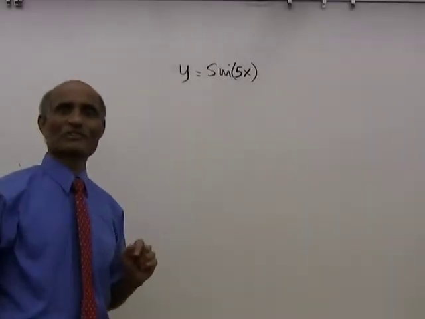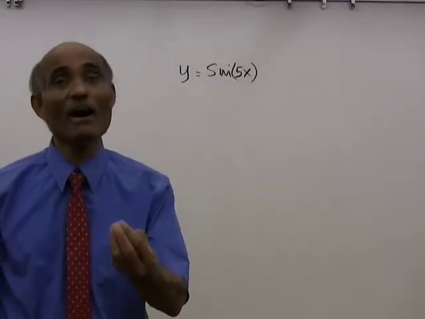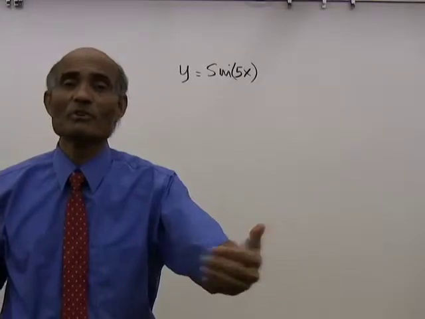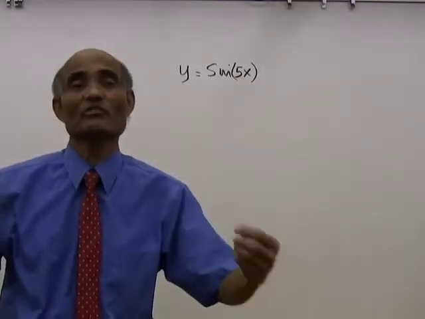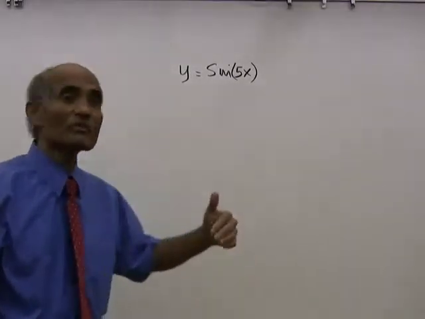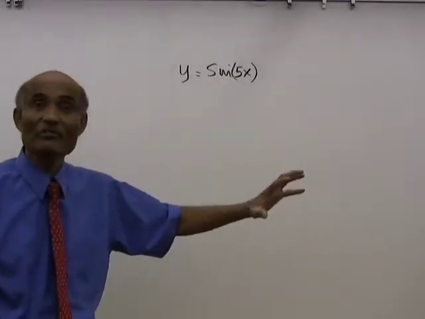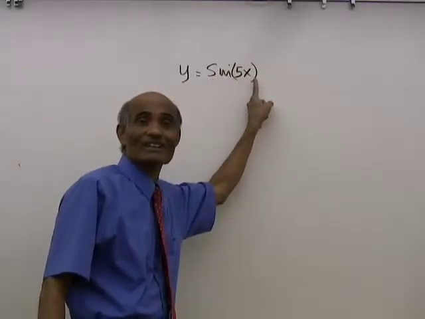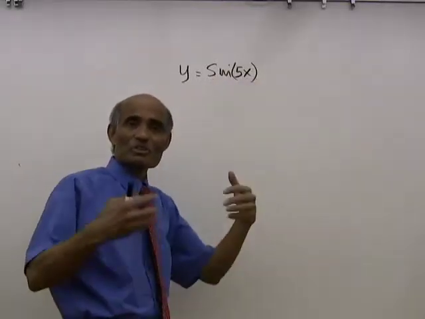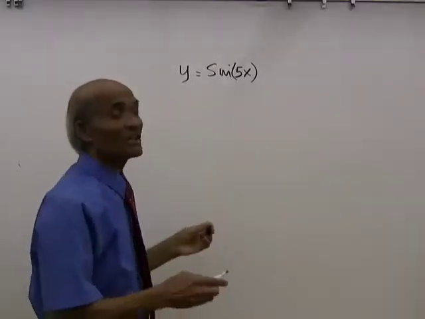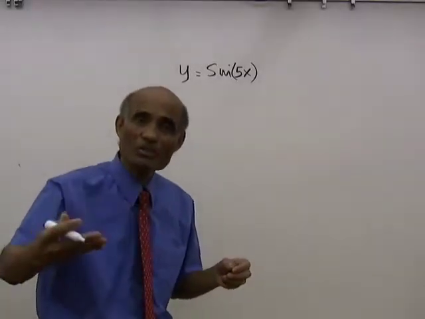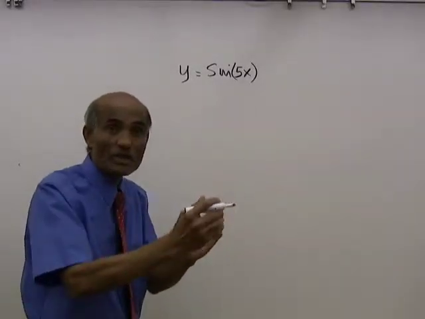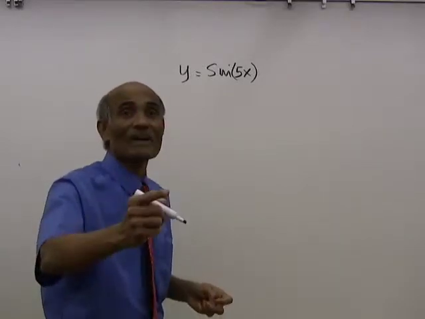Alright, how about this? y equal to sine of 5x. Well, if it is y equal to sine x, we have no problem. The derivative of sine x is cos x. What is the derivative of sine of 5x? You can see that is a sine of a quantity there. Well, we can use the same concept there. The derivative of a sine quantity is cosine of that quantity times the derivative of that quantity.